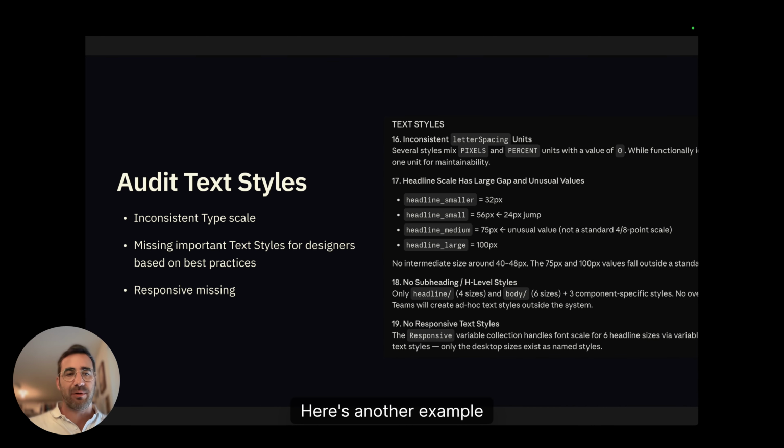Here's another example when auditing your text styles. It will let you know if some headline scales might be missing, or even some types of text styles. Very helpful and very fast to get good results and feedback to optimize an already existing design system.